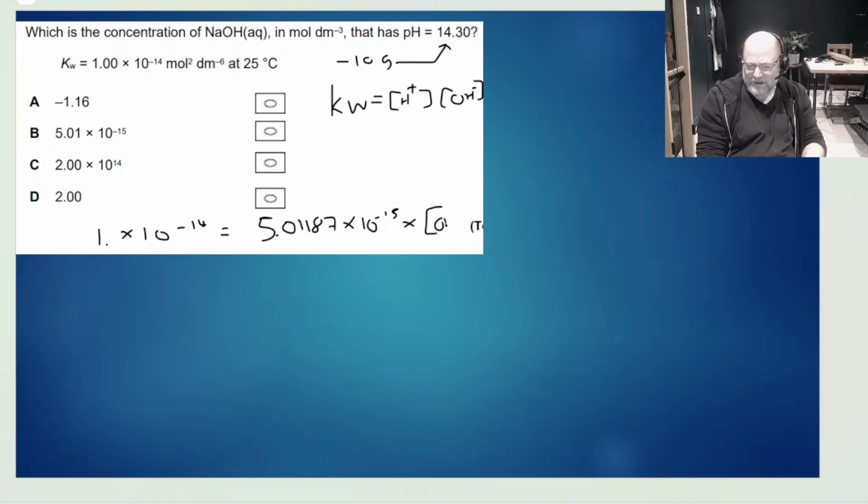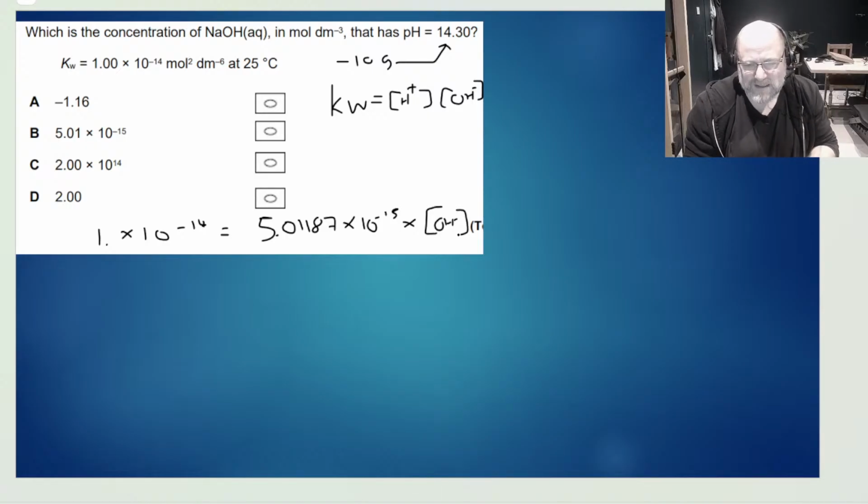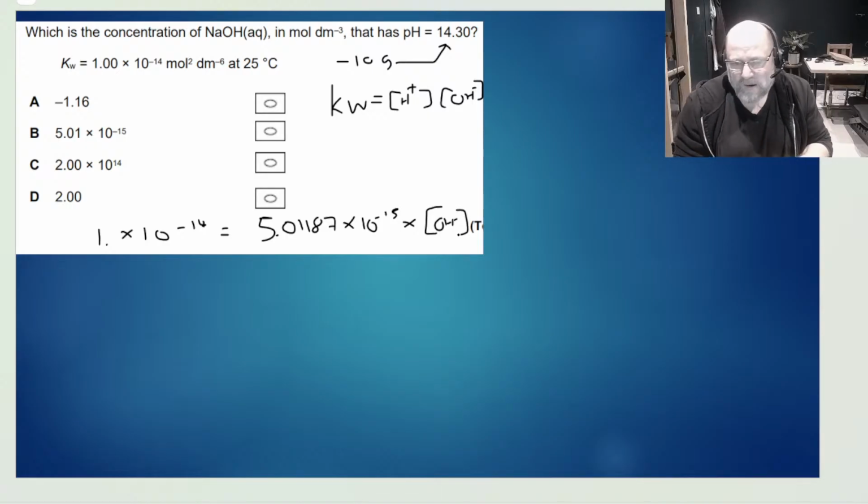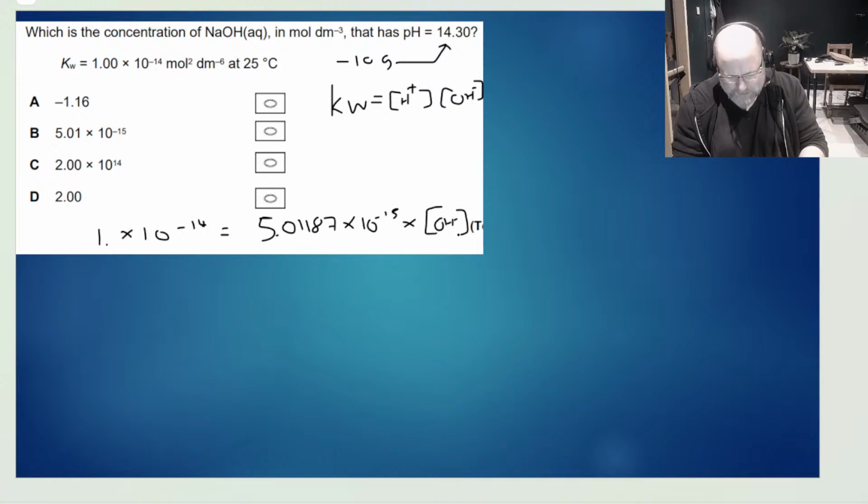What are you going with here, guys? So is it just 1 times 10 to the minus 14 divided by 5 times 10 to the minus 15? That's what I'm thinking.